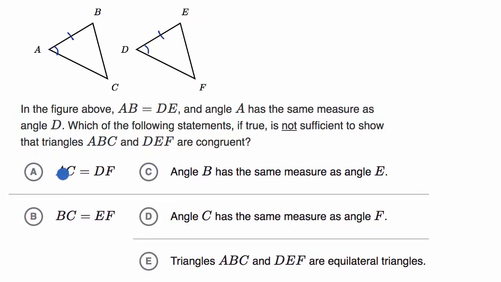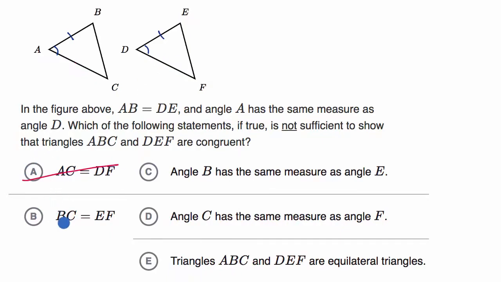Okay, so choice A, AC is equal to DF. So this is saying that we have a side, and then an angle, and then another side that is congruent to a side, angle, and another side. Now you might remember from geometry that side, angle, side is a way of proving congruence. So this one actually would be sufficient to show that they're congruent, so we would rule it out. This is an interesting way that they asked this.